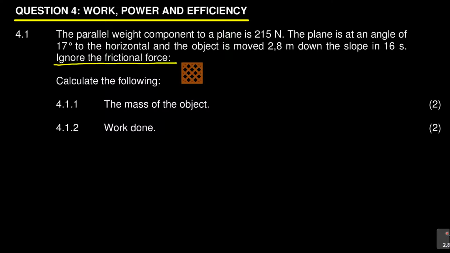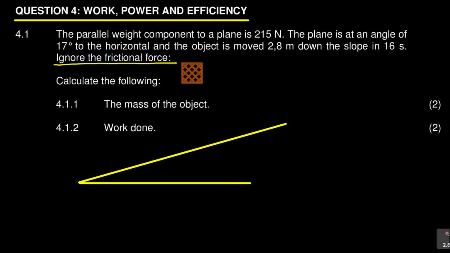It says the parallel weight component of a plane, and this is a plane with an angle. So picture you've got a plane like this. There is the plane at an angle, and guess what? They told you that angle. They say it is what? 17 degrees. Okay, and then they're saying a plane at an angle of that, and the object is moved 2,8 meters. Will do that. The parallel weight component, that's what I'm interested in.